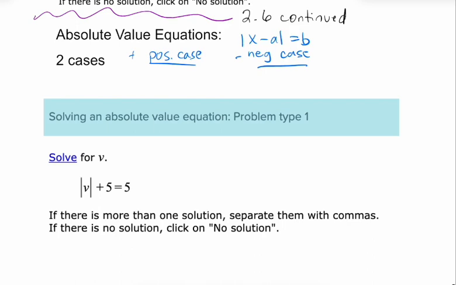If the inside is positive, the absolute value doesn't do anything to it, right? If we stick a positive 2 into an absolute value, it stays a positive 2. So if the x minus a is a positive thing, the absolute value bars are inconsequential. They don't do anything. So just take the absolute value off, and you just solve it. What is x minus a equals b?